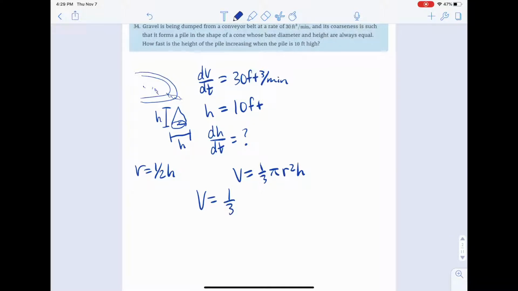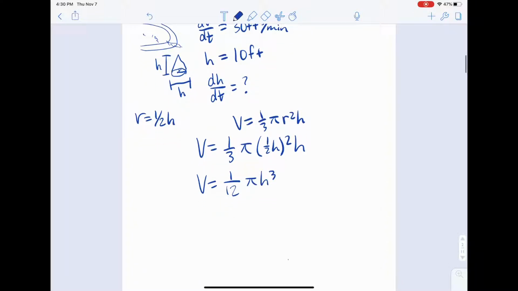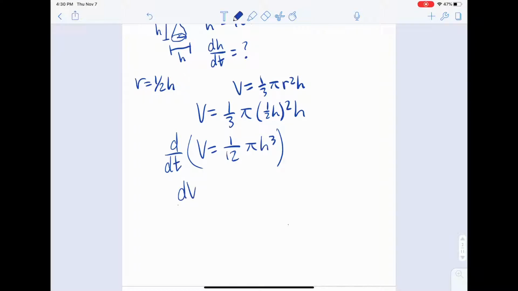So we have volume equals 1/3 pi, and then 1/2 h squared times h. And we can simplify that to volume equals 1/12 pi h cubed. And we can take the derivative of that with respect to time. So we have dV/dt equals 1/12 pi, which is just the constant, and then the derivative of h cubed, which is 3h squared times its chain rule component.